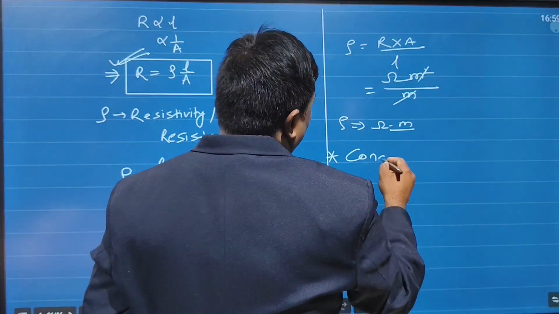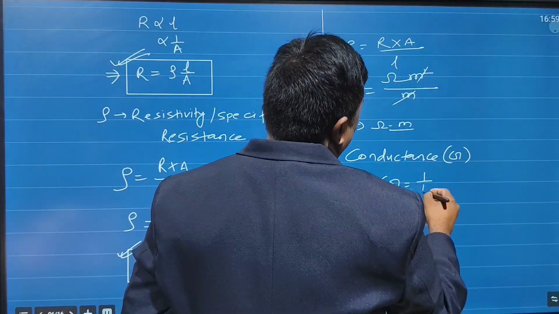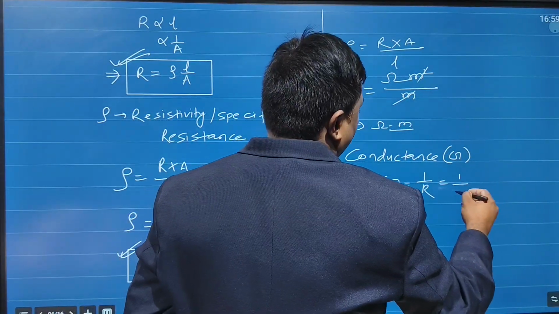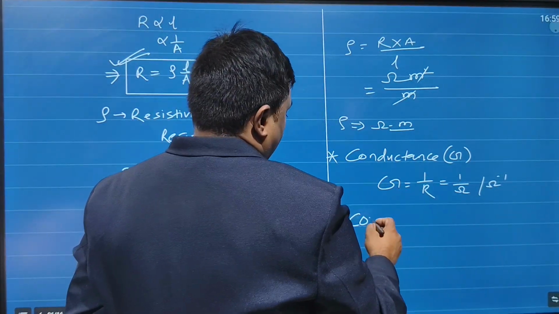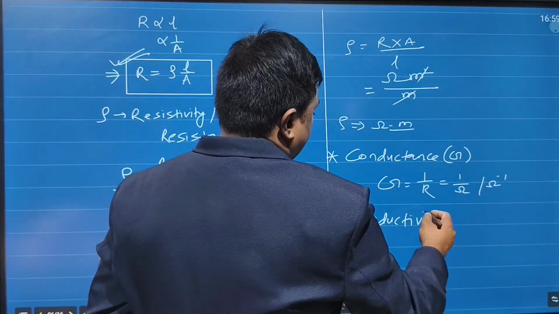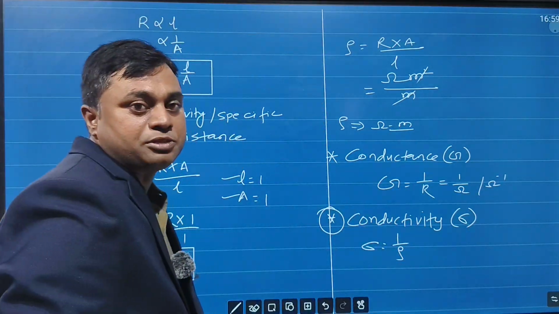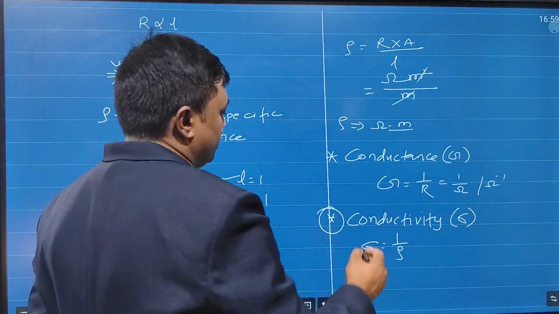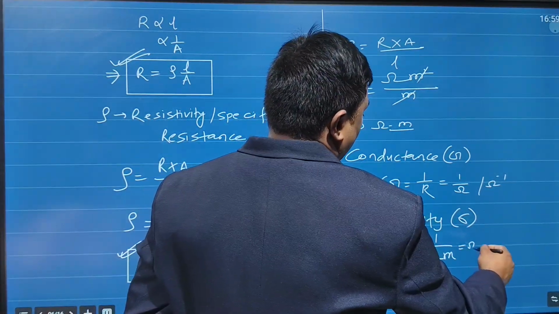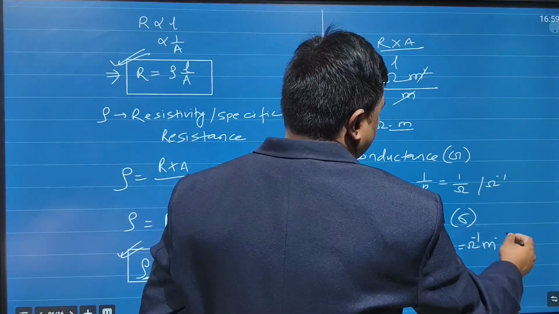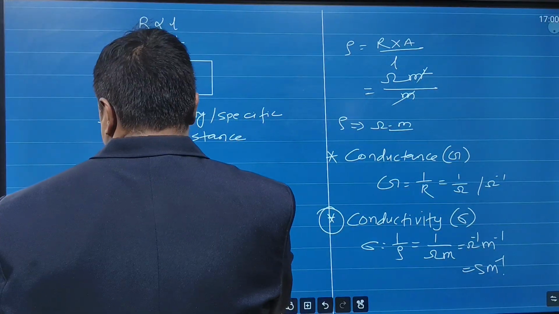Next we have conductance. Conductance is G. It is the reciprocal of resistance, and the SI unit is 1 by ohm, that is, ohm inverse. Is it clear? Next we talk about conductivity. Conductivity is represented as sigma. Sigma is 1 by rho, the reciprocal of resistivity. As you know, the SI unit of resistivity is ohm meter, so the unit of conductivity is ohm inverse meter inverse, or Siemens per meter. That is the SI unit of conductivity. Is it clear?